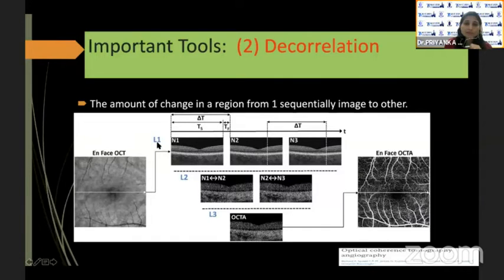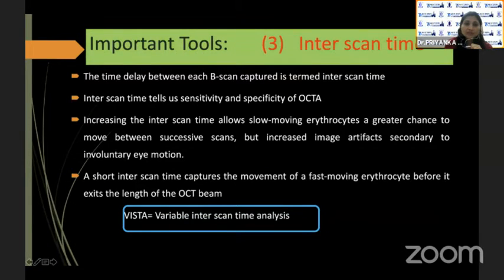What is that? It is the amount of change in the region from one image to another. But here in this picture, important to know is what is TS and what is TF. TS is the acquisition time taken by the beam to scan a particular region, and the TF is the flyback time. When the scan has come, it has to go back to its own position. And what is this delta T? Delta T is an interscan time, which is a sum of TS and TF. This interscan time tells us about the sensitivity and specificity of the OCTA.